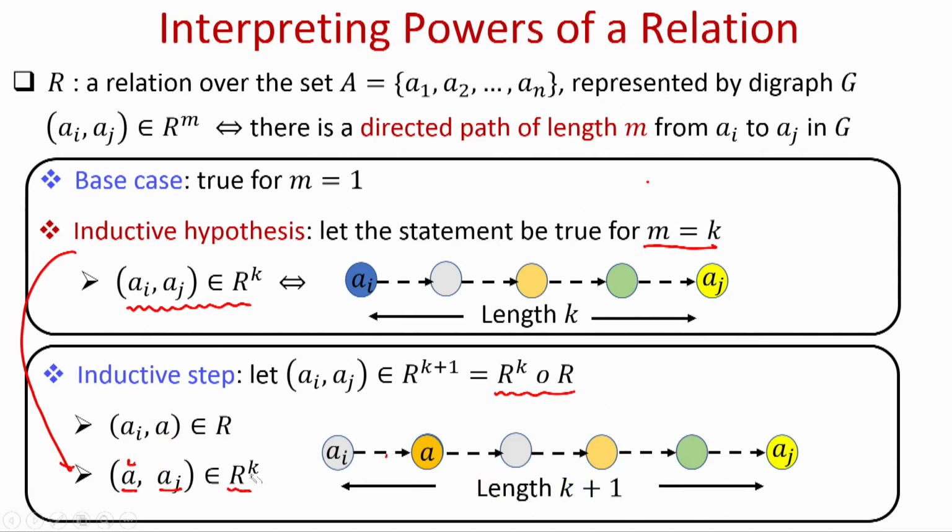That means, I have shown here that if the ordered pair ai aj is present in the k plus 1th power of the relation, then in the directed graph of your relation you indeed have a path of length k plus 1 starting at ai ending at aj.